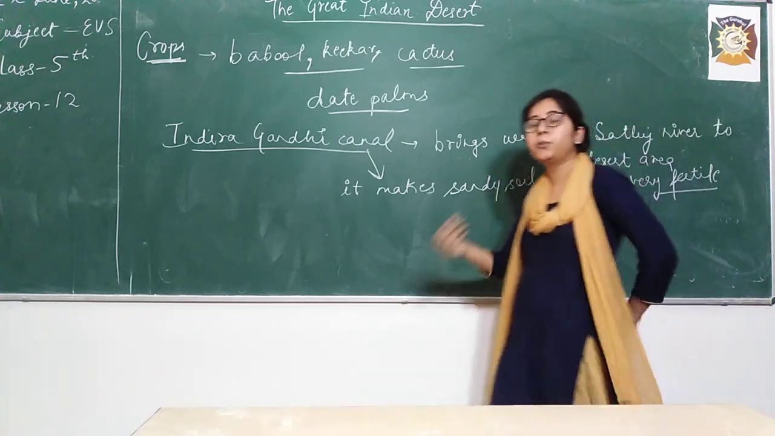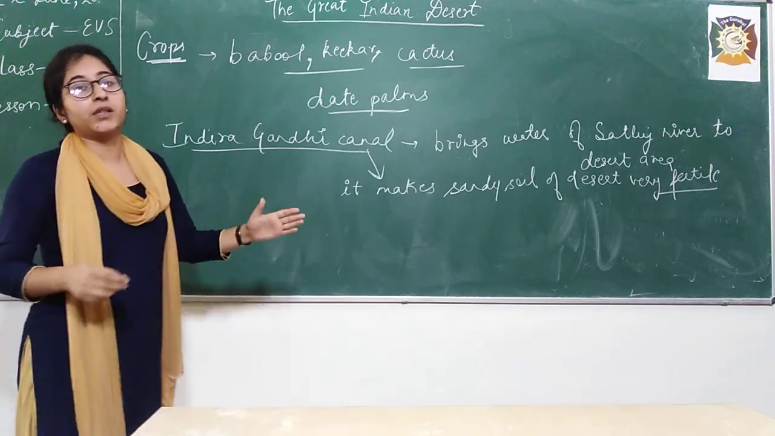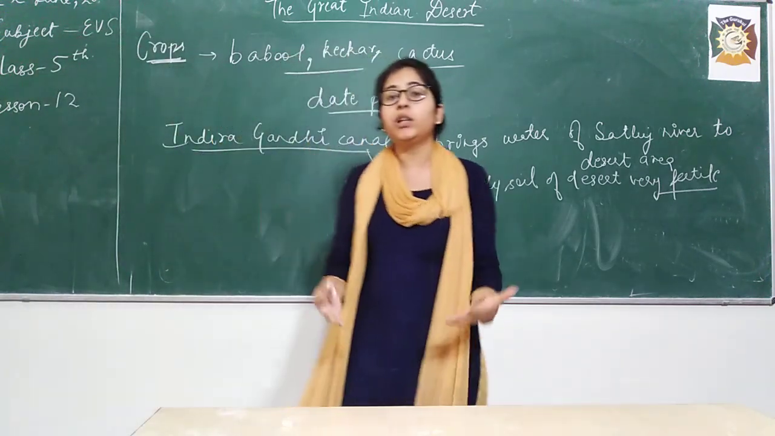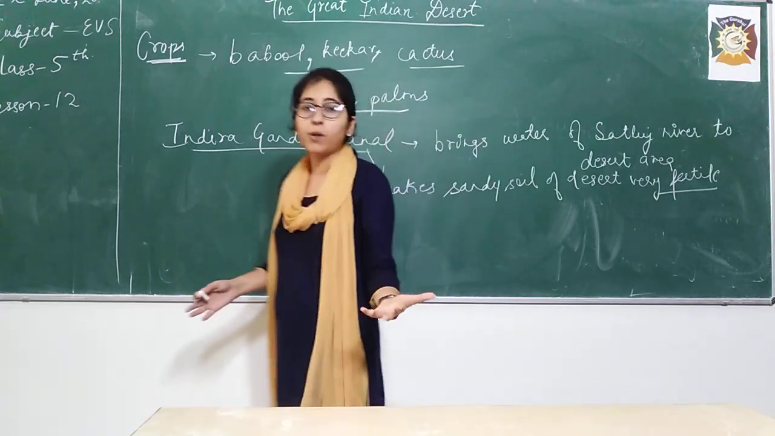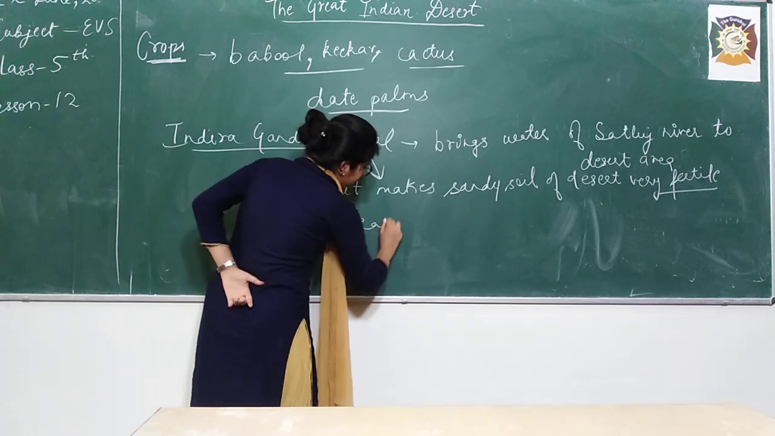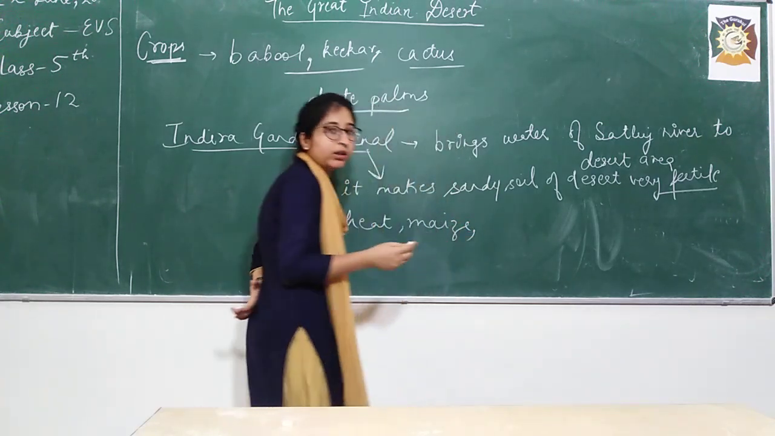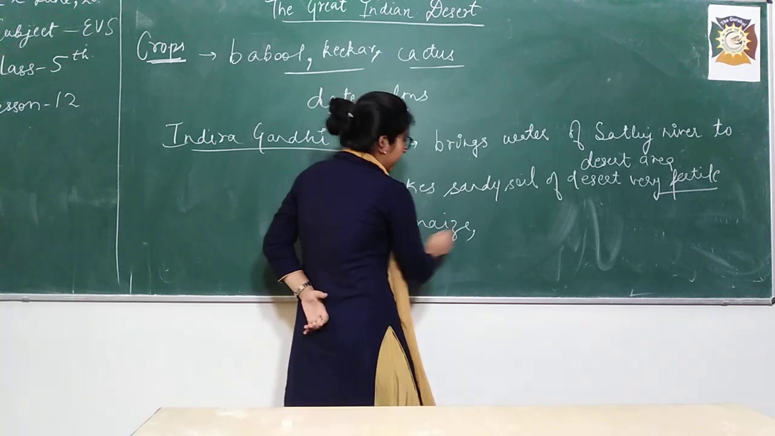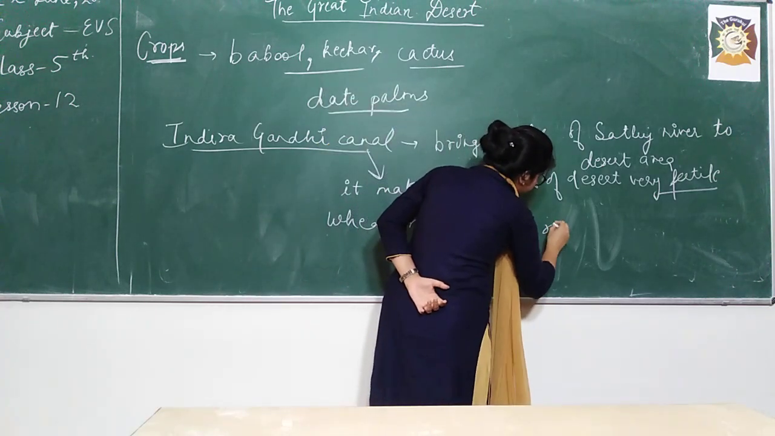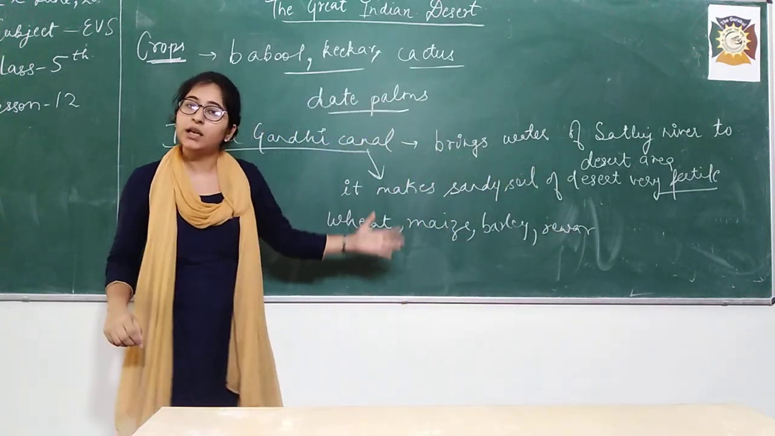Fertile means it becomes good for growing crops, right? Now student, here comes the catch. It becomes fertile, that's okay. Then we can grow crops. I told you the names of the crops: wheat, maize. These are the common crops grown here due to this water. Wheat, maize, barley, jowar, right? These are the crops grown here in this desert, right?